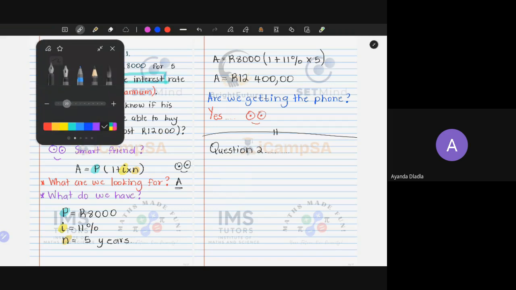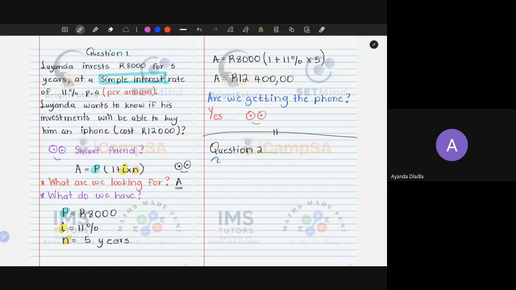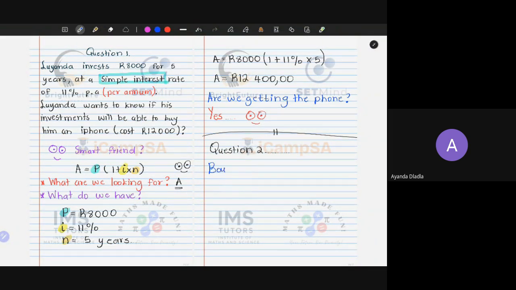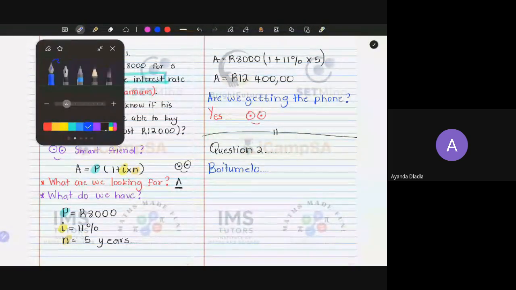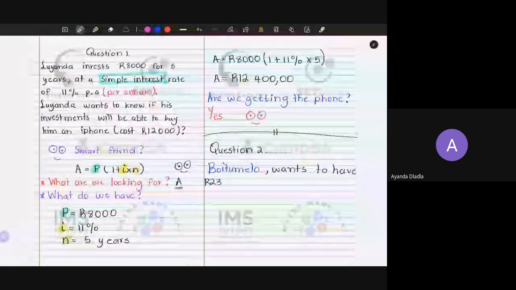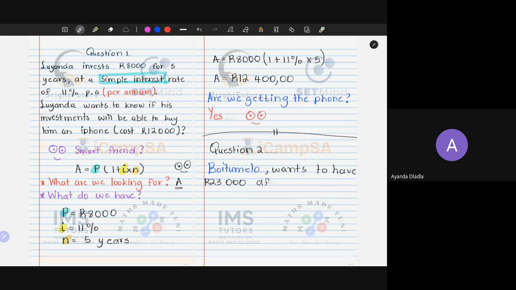On question 2, we have another friend. Luyanda is happy with his phone. We have another friend who's called Buitumelo. So what is happening with Buitumelo? Buitumelo wants to have 23,000 rands after 5 years.